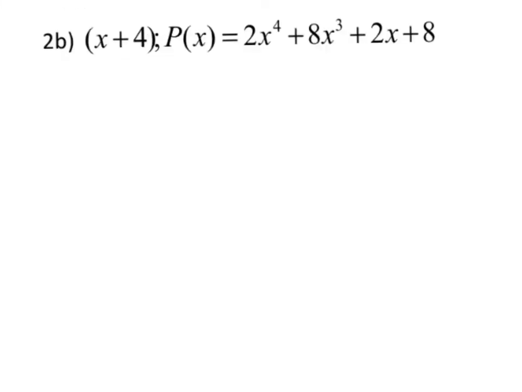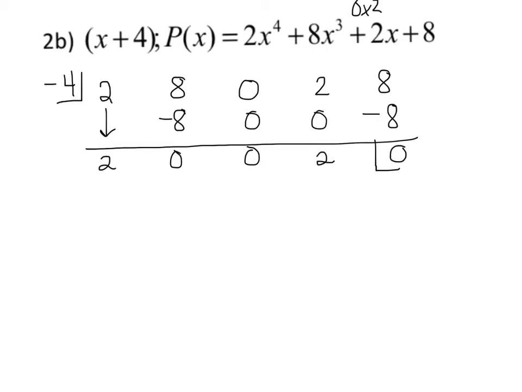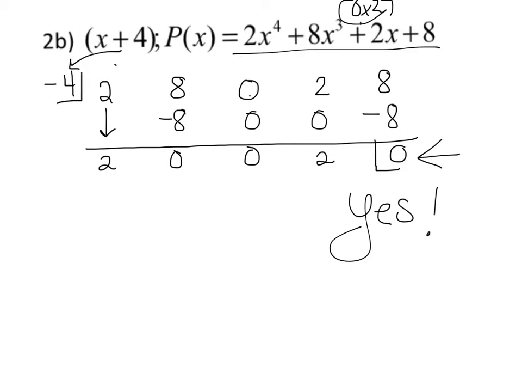Let's see if you can try 2b. You can do it either way you would like. It doesn't matter. You're going to get yes or no for your answer. I did synthetic substitution. I plugged in -4 into the box. I noticed that we skipped x squared, so I filled in a 0 for the x squared. And look, I got 0 for the remainder. So this is a big fat yes. x plus 4 is a factor of that.